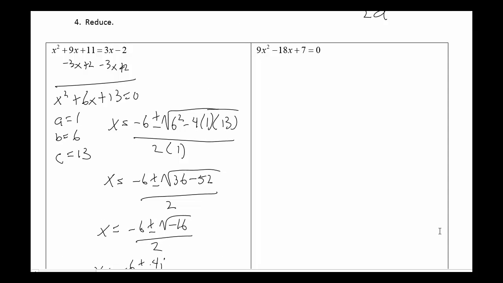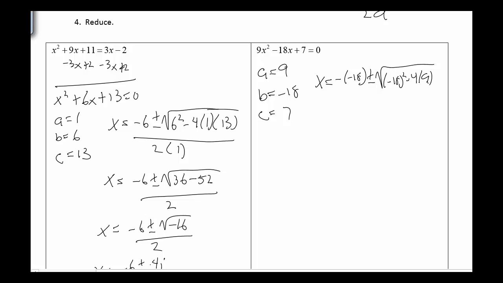Over here, it's in standard form already, so we just have to figure out A, B, and C. So A in this case is 9, B is negative 18, and C is 7. So you can kind of see if the numbers are a little bigger than normal, then this does get unpleasant really fast. So x equals negative 18 plus or minus the square root of negative 18 squared minus 4 times 9 times 7, all over 2 times 9.